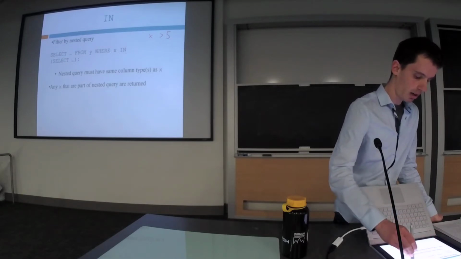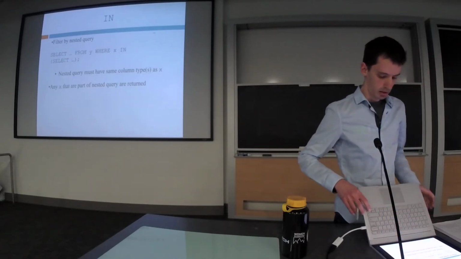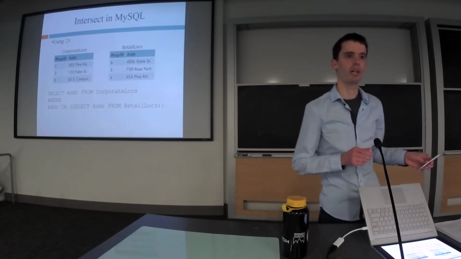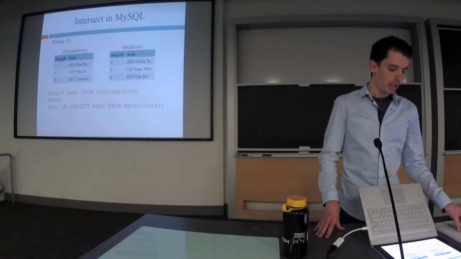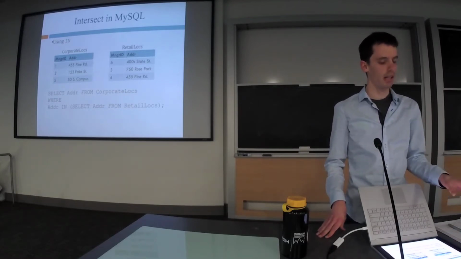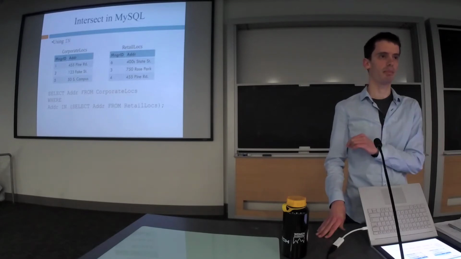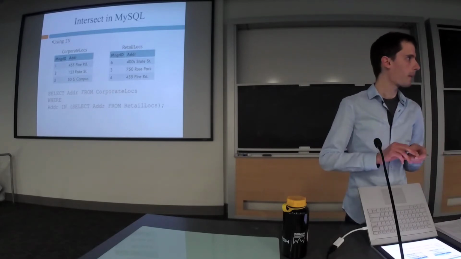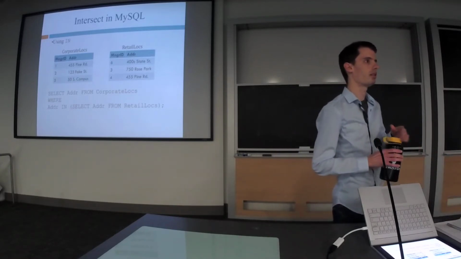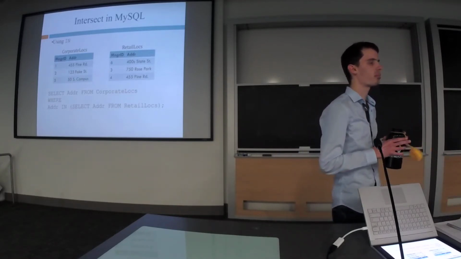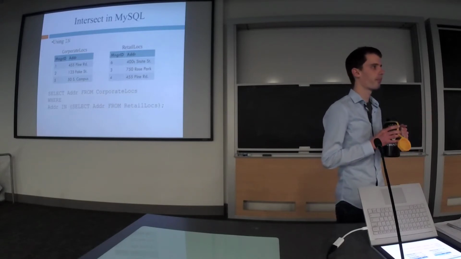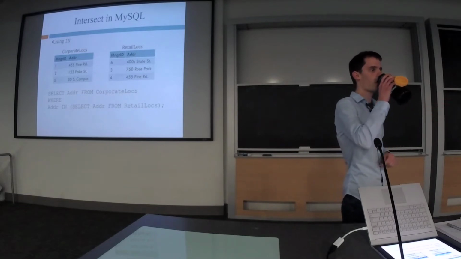Okay, and then we saw that is a nice way to formulate intersection. Another way to do kind of the same thing. So select address from corporate where that address is in select address from retail. Okay. This is kind of just review so far. Any questions? It's important to recap this before we move on to what I'm going to show next. Yep. No question?